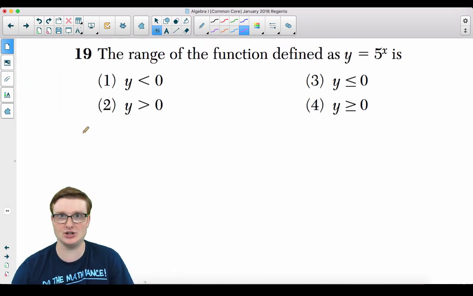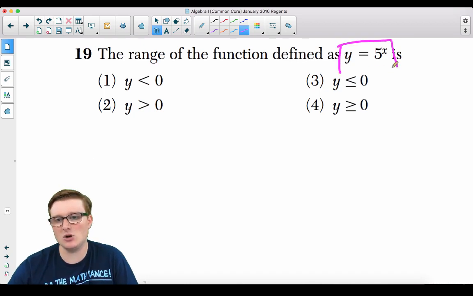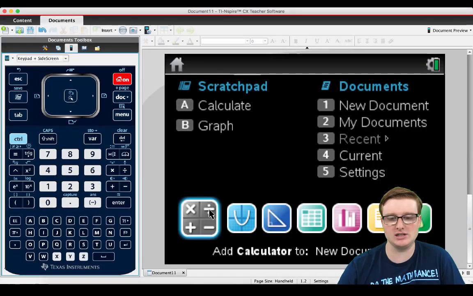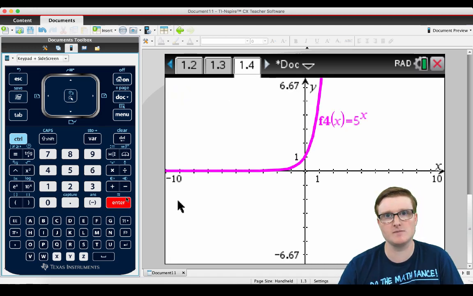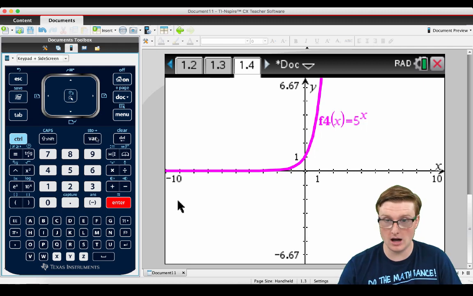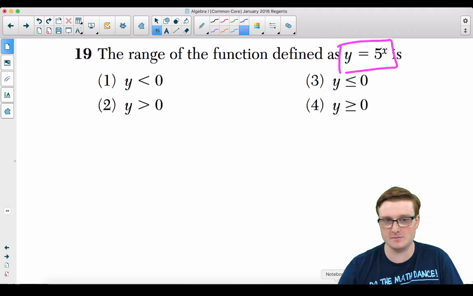I love this question because you probably didn't even learn this yet. I am going to graph this in my calculator, and I'm going to explain what's going on. 5 raised to the x power. They're asking you for the range. The range is your y value. So your range is, look at this. It's kind of stopping at the x-axis, and it's definitely going above. Your answer is y is greater than 0.